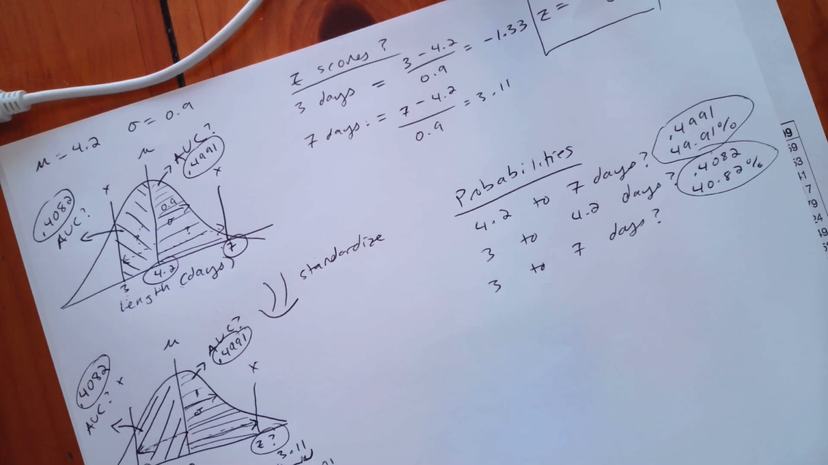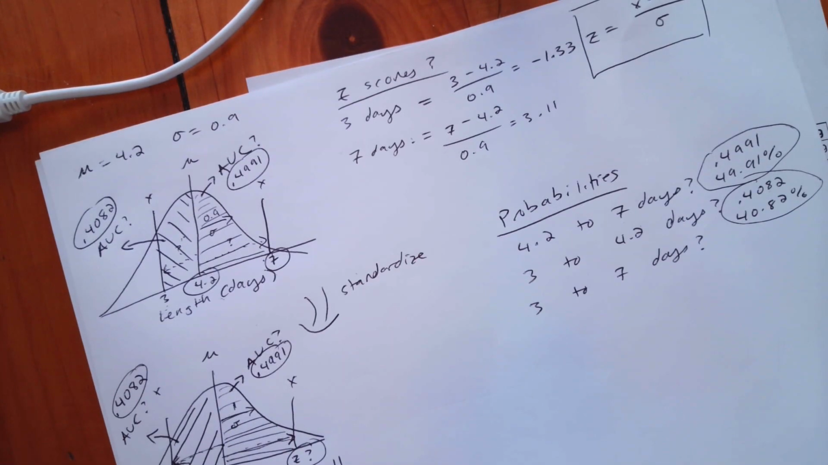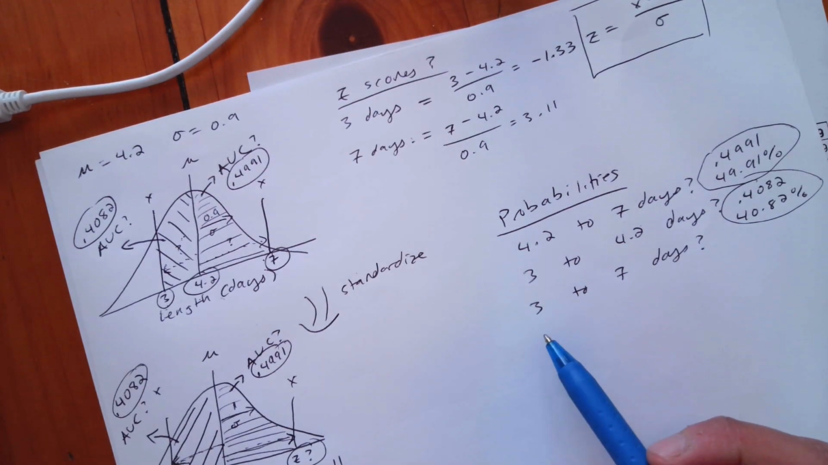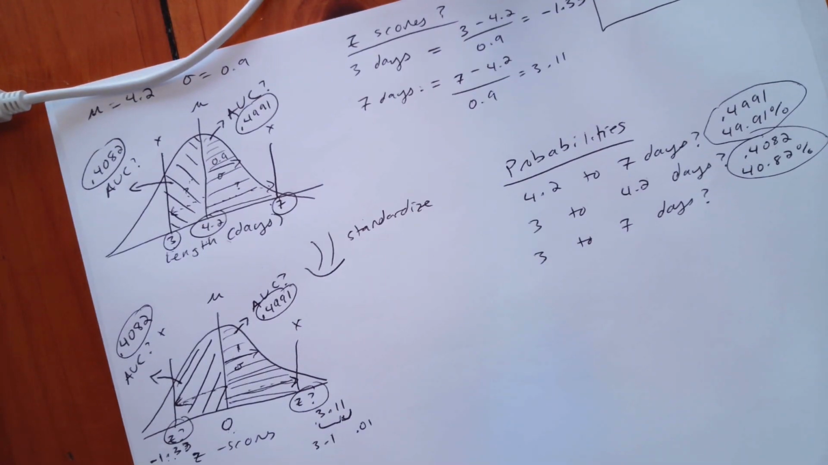So how about this last question here? So we had 3 and 4.2 days. But our last question asks us, what's the probability of getting an outcome between 3 and 7 days?